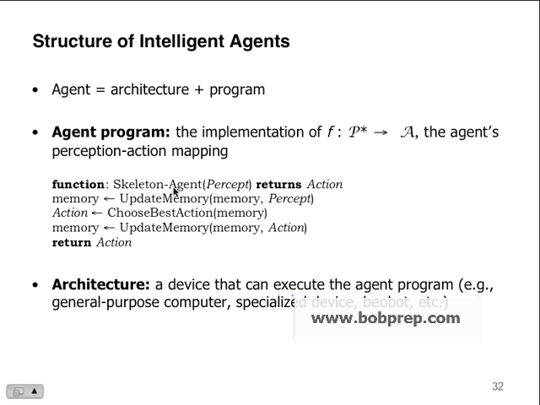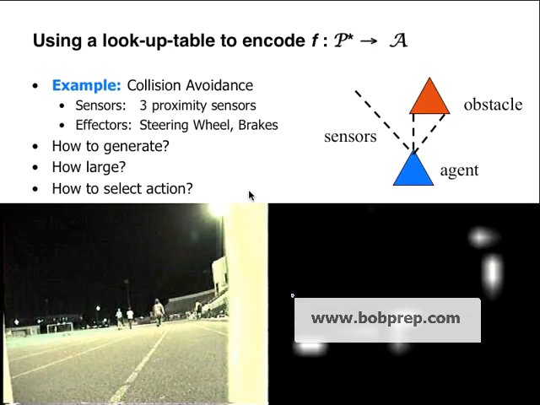Here's the skeleton of what I'd call a reactive model that you can put together. The function might be a skeleton agent that returns an action: memory, update the memory, perform an action, update the memory, because we have to keep track of what's going on. So we can keep track in terms of storing variables or storing data that's associated with each one of the actions. The architecture is the device that can execute the agent program. The mobile phone might be the architecture. The robot might be the architecture. The computer, general purpose programs, specialized devices, things of that nature.